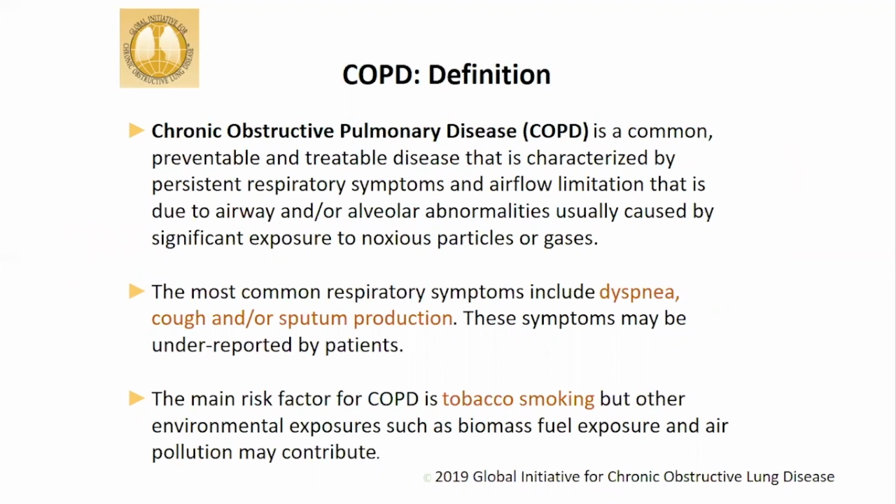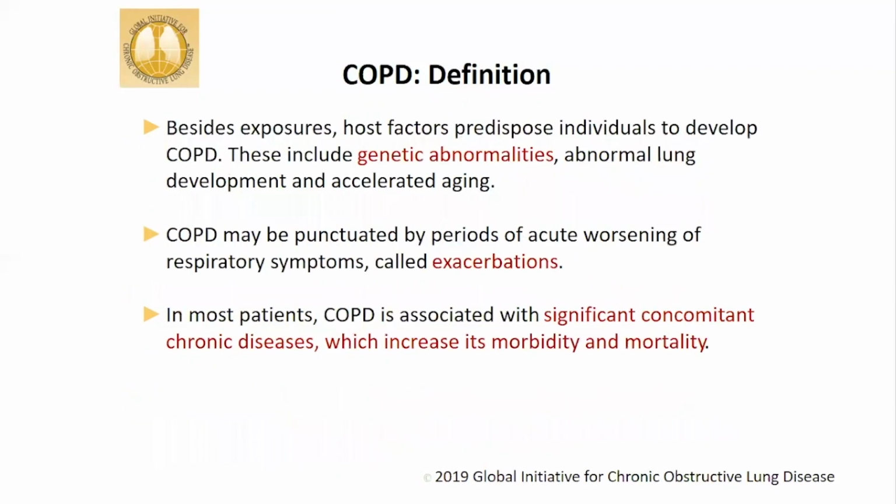Well, through the years, the definition has been modified, and this is the latest definition of COPD. It is still considered a preventable and treatable disease with persistent symptoms and airflow limitation because of abnormalities in our lungs. The most common symptoms will include dyspnea or difficulty in breathing, cough, and/or sputum production. Now, the main risk for COPD is tobacco smoking, but there are other factors that may cause the disease. Right now, we have already seen some data. Predisposing factors may include genetic abnormalities or abnormal lung development and even accelerated aging of the lung.